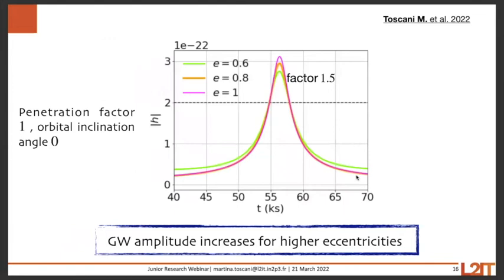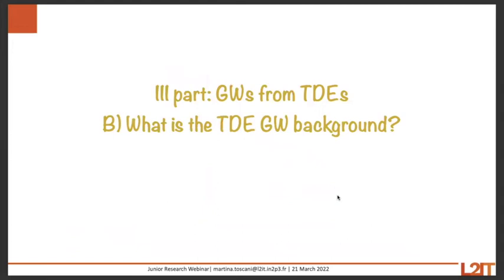Another trend that I wanted to investigate was the relation between the eccentricity of the stellar orbit and the gravitational wave signal. As you can see from this plot, the gravitational wave signal increases for higher values of the eccentricity. So, from this first study of the gravitational wave emission from individual tidal disruption events, we see that, at least in theory, it is possible to obtain information both on the massive black hole which is involved in the disruption, but also on the stellar dynamics.